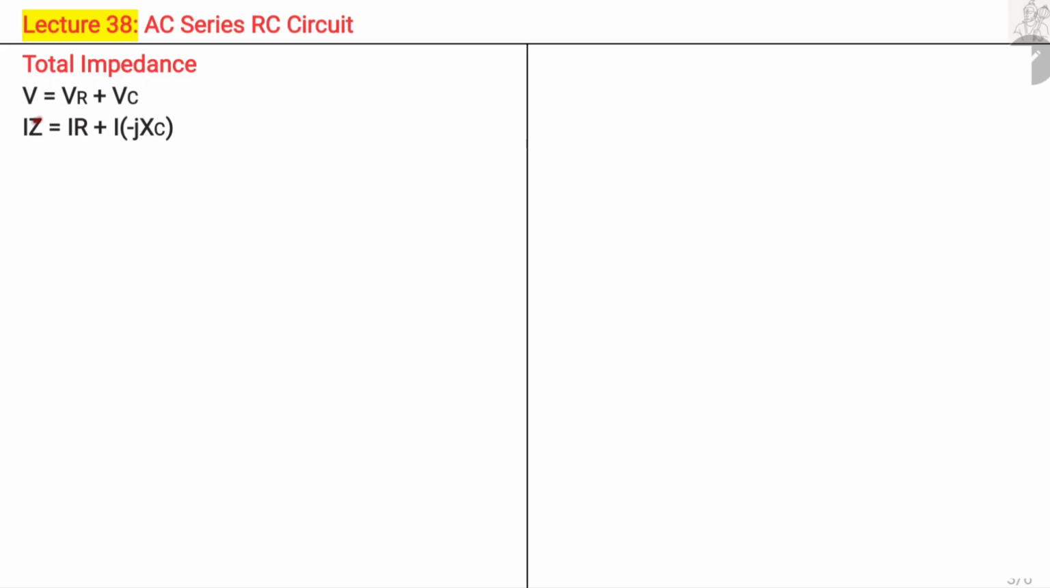From Ohm's law, V is simply equal to IZ, where Z is the total impedance of the circuit. VR is equal to IR, and VC is equal to I into minus jXC. Cancelling out I from both sides, we get Z is equal to R minus jXC, and XC is simply equal to 1 by omega C. Replacing this value in the equation, we get Z is equal to R minus j by omega C, and here omega is equal to 2 pi f.